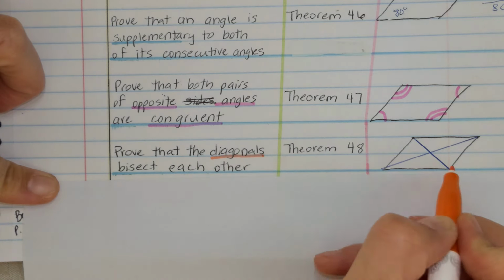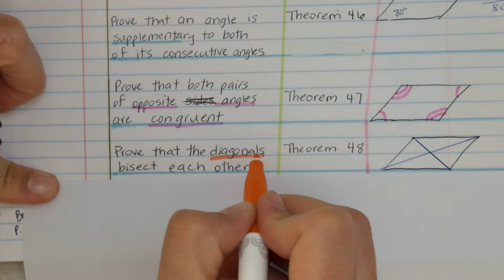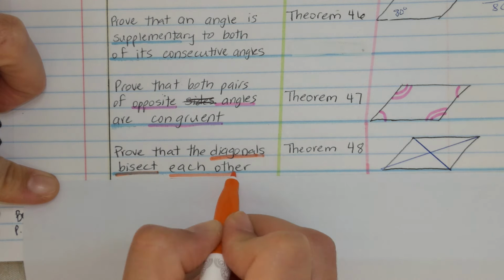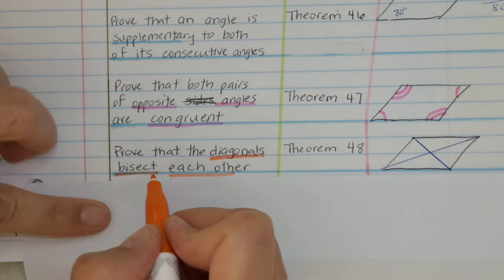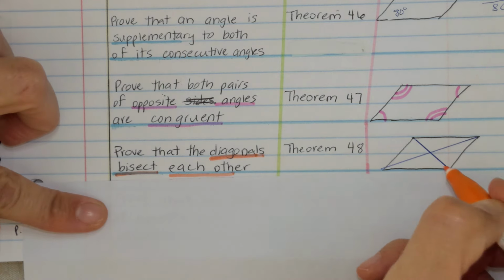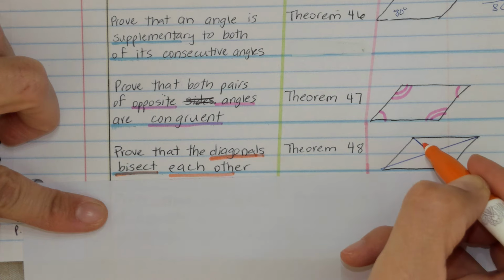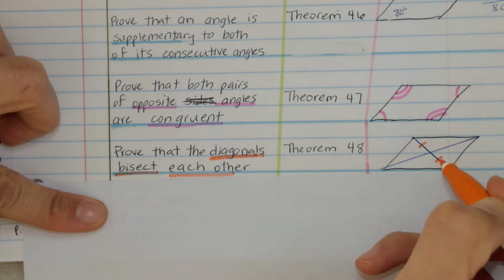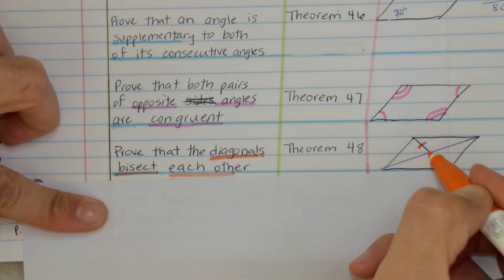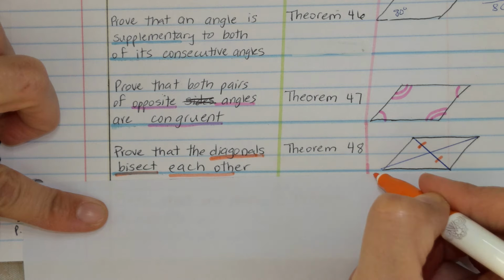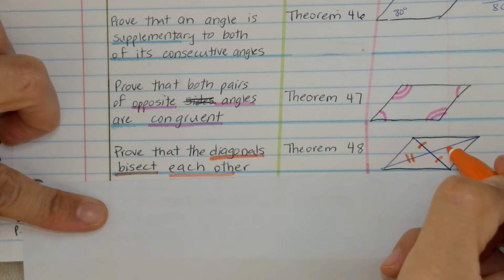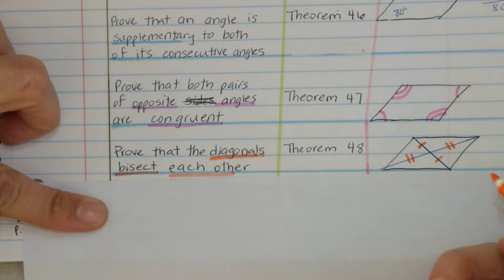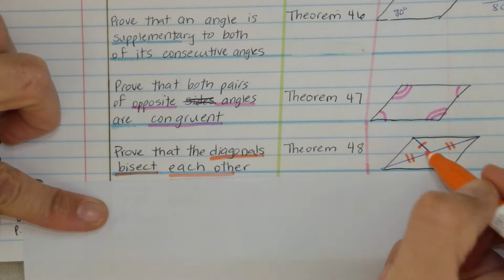diagonals, which are the lines, not the angles. The diagonals bisect each other. Bisect means that they cut it in half into two equal segments. So if this shorter diagonal is bisected, it's got a 1 mark and a 1 mark. Those two are congruent. And then across the long diagonal, we've got 2 marks for congruent, and match it here, 2 marks for congruent.